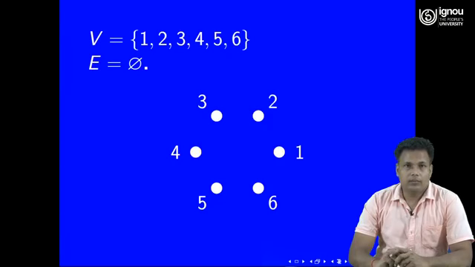There is another example which has the same vertex set 1, 2, 3, 4, 5, 6, but in this case the edge set is empty. We can see that there is no edge in this graph, so it only has the vertices.